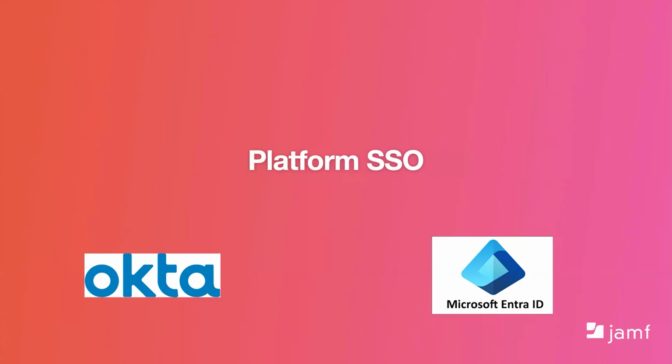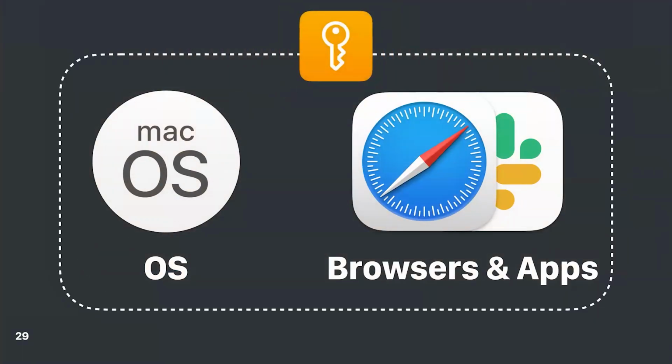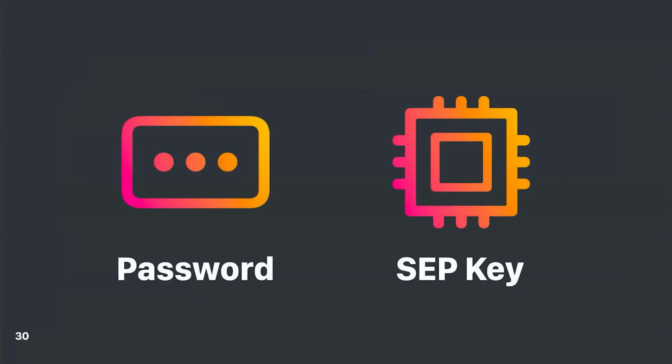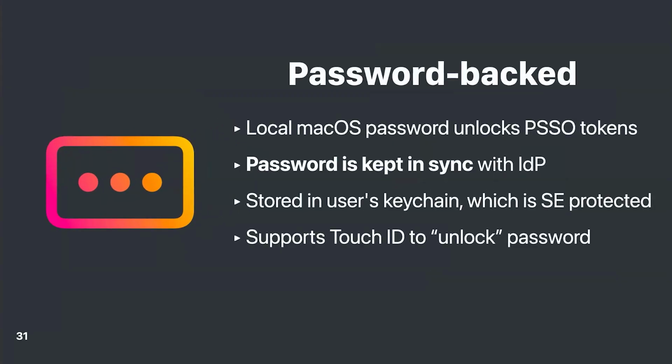Cool. So yeah, we're going to talk about platform SSO. This is a word that you might have heard around the block before. It's not new, but it's definitely maturing. So platform SSO is going to encompass not only macOS, but also our browsers and our applications. There are two platform SSO credential authentication types: password and SEP key. And we'll talk about both of these more in depth here.